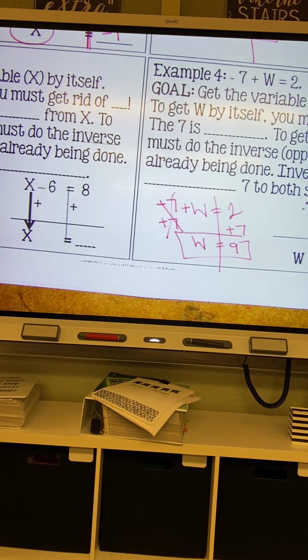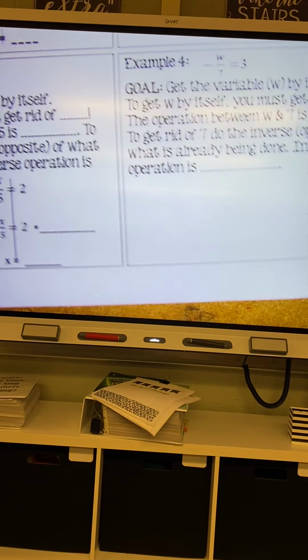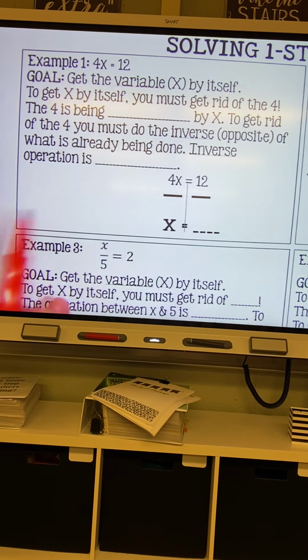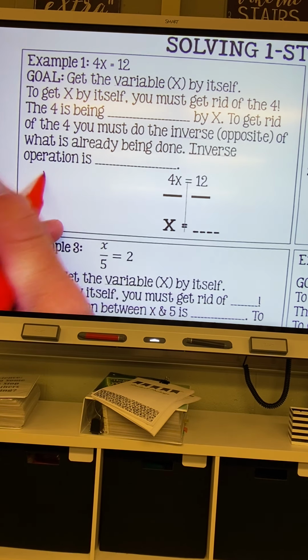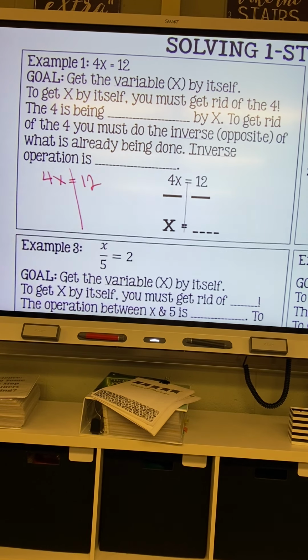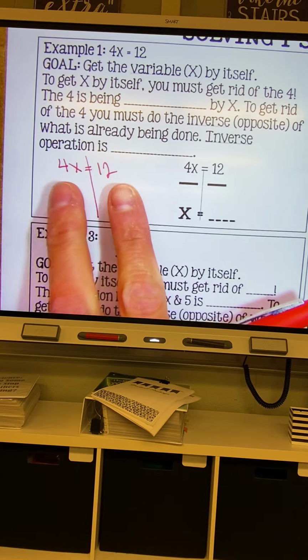My second set of notes, still working on one-step equations. They look a little differently now. So I've got 4x equals 12. If I draw a line down my equal sign like I've been doing, I want to get x by itself.